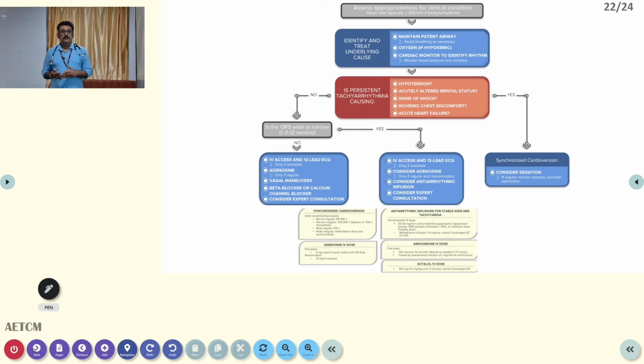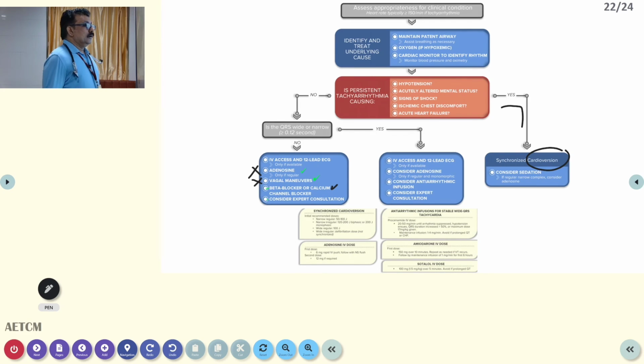If they are not hemodynamically stable, then you have to go for cardioversion. That is very, very important. If they are hemodynamically stable and it is SVT, you can try adenosine, vagal maneuvers, beta blockers, diltiazem, verapamil, all these things. If they are irregular, if atrial fibrillation is there, then no need to go for adenosine or vagal maneuvers. You can go for beta blockers and calcium channel blockers.